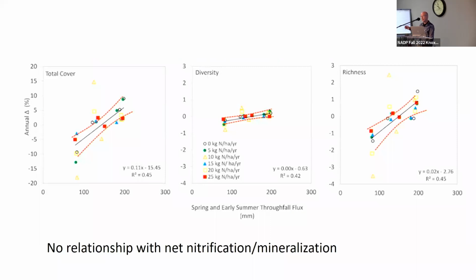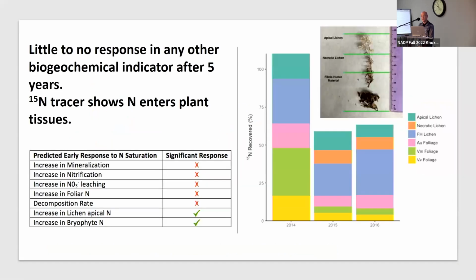It just so happened that in the lower treatments, the response was higher. So we have this observation. In the end, what do we think is happening? Well, as I said, we measured pretty much everything you could measure, and there were no mineralization changes. We had lysimeters in there. We had no nitrate leaching. The vascular plants did not show an increase in foliar nitrogen.